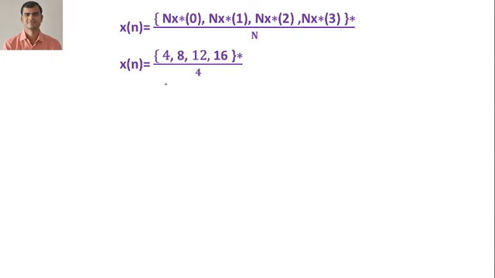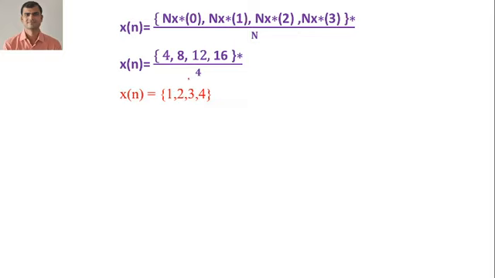You take the conjugate, divide it by 4. So after dividing it by 4, 4 by 4 becomes 1, 8 by 4 is 2, 12 by 4 is 3, 16 by 4 is 4. So the answer of x of n is equal to 1, 2, 3, 4.